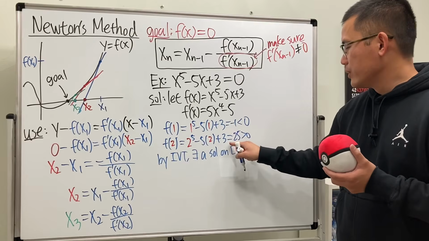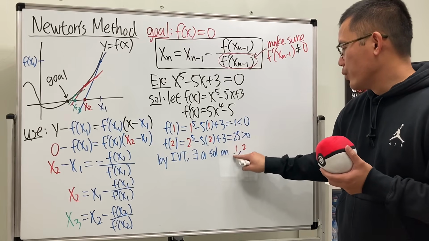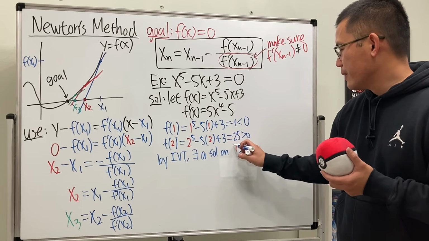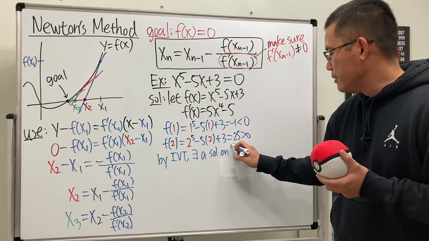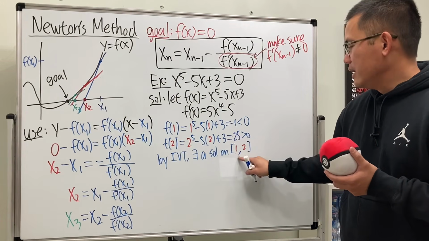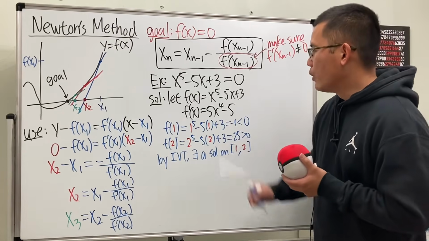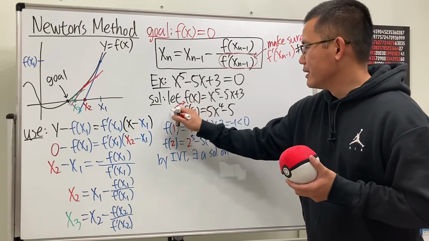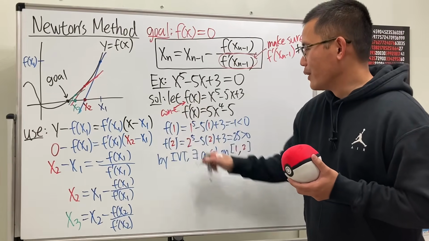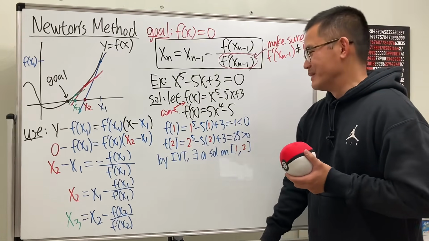And some people will put brackets like this to make it look like an interval. Some people will use parentheses because at the endpoints you know they're not solutions. But let me just use the brackets because it looks more like an interval. Oh, I should also say this right here is continuous, in order for us to be legitimate in saying that by the intermediate value theorem.